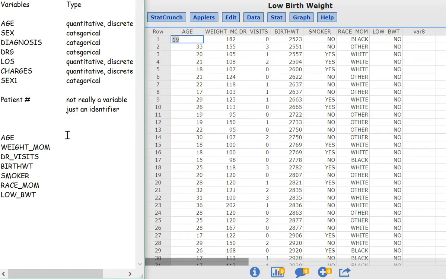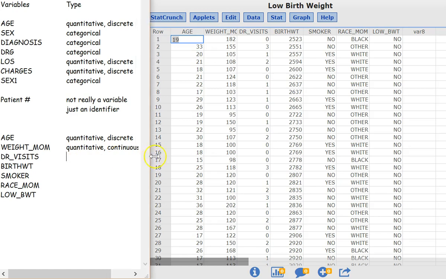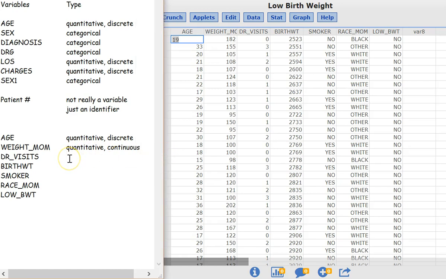Age, their age in years. So again, this is quantitative and it's discrete. Okay, then we have weight mom. This is the weight of the mother at her last menstrual period. Even though there are gaps between the numbers, for example, we've got 107 pounds and 108 pounds, since this is actually a measured amount, this is actually a continuous variable. So this is quantitative and it's continuous. And one good way to tell about that is if it's a measured value, then it's almost always going to be continuous instead of discrete.